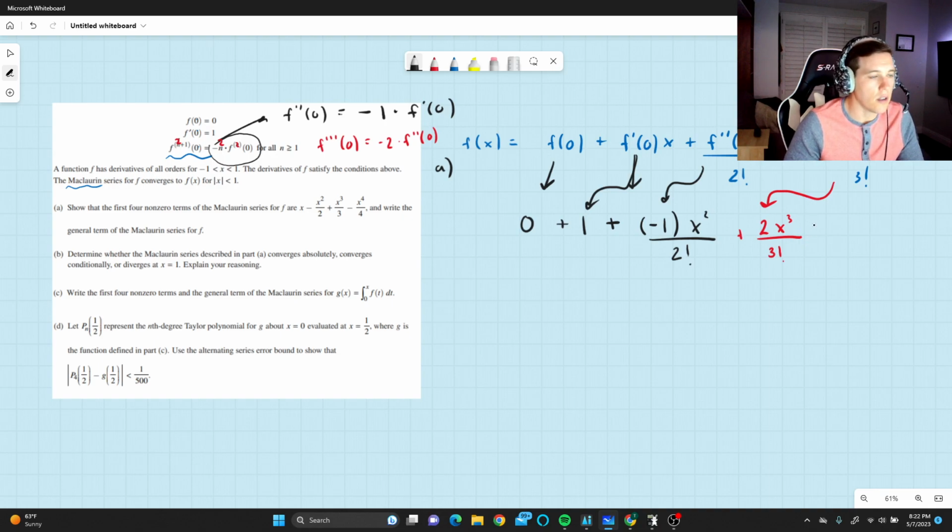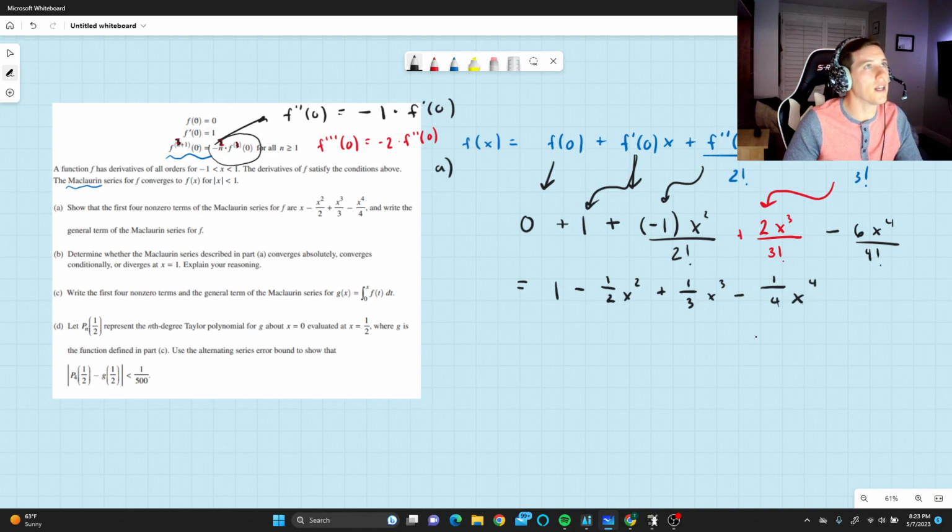So last one. Then they say to find the fourth, plug in 3 for all of these. And it'd be -3 times the third derivative, which was 2. So -3 times 2 is -6, so minus 6x to the fourth all over 4 factorial. And by simplifying, you get 1 minus 1/2 x squared plus 1/3 x cubed minus 1/4 x to the fourth. And we did it.